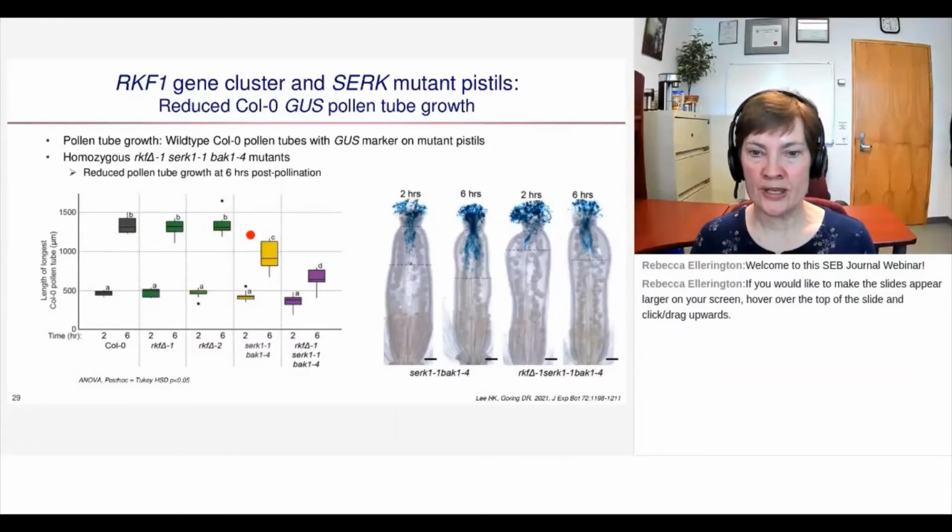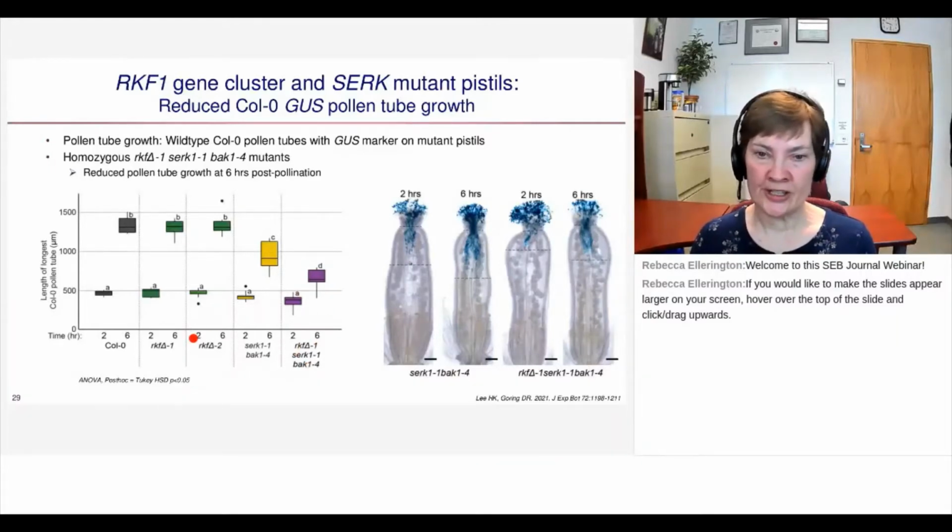But when these pollen grains are added onto the Circ1 BAC1 mutant, you can see there's a decrease, so these wild-type pollen tubes are not growing as far. And when you then add them to the RKF delta Circ1 BAC1 hextuple mutant, we see a further decrease.